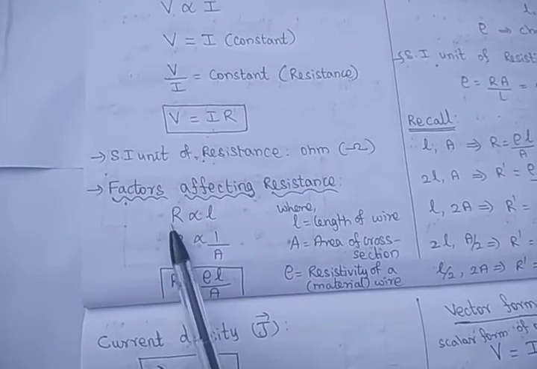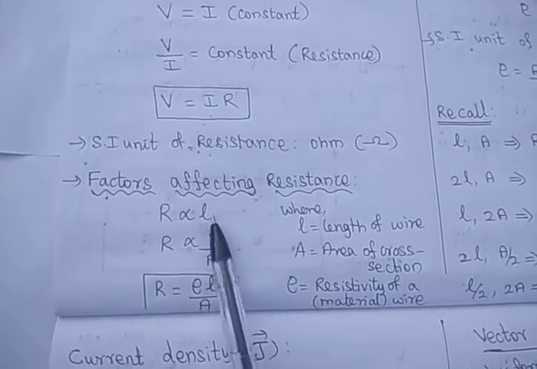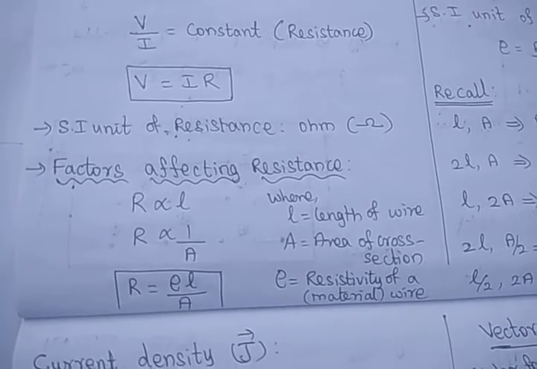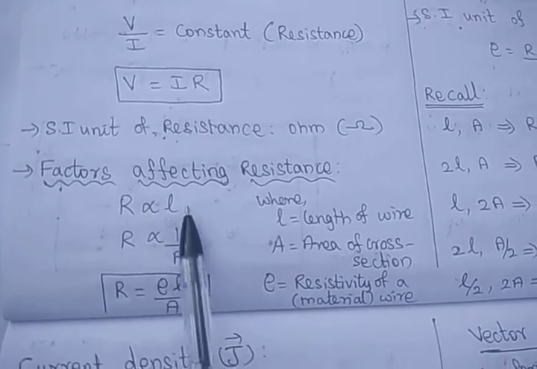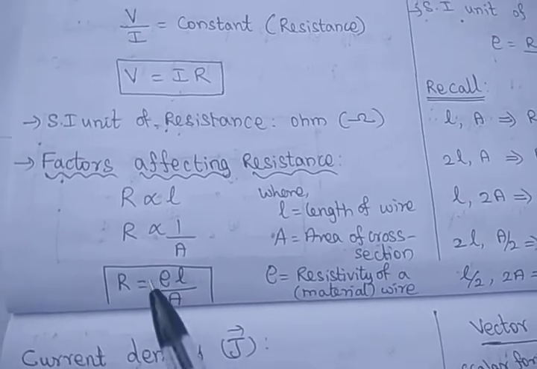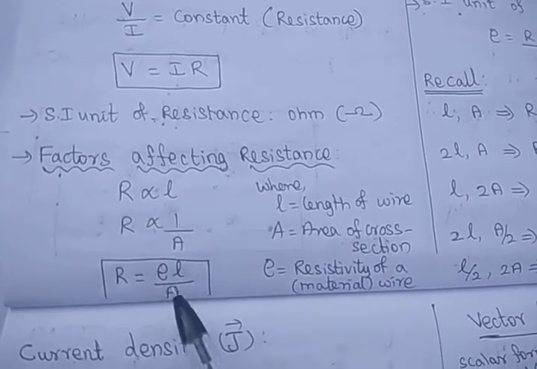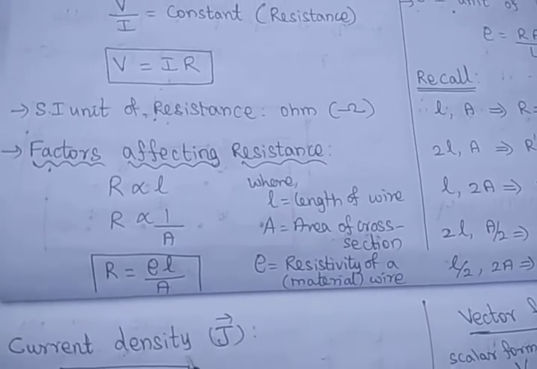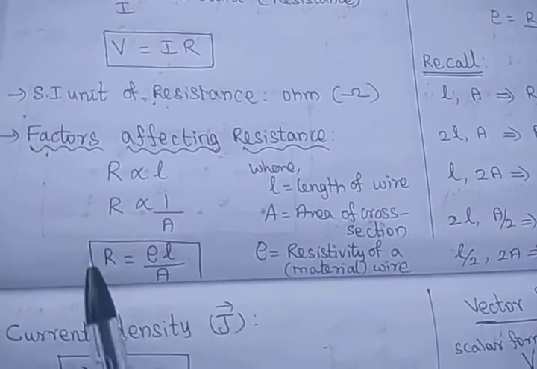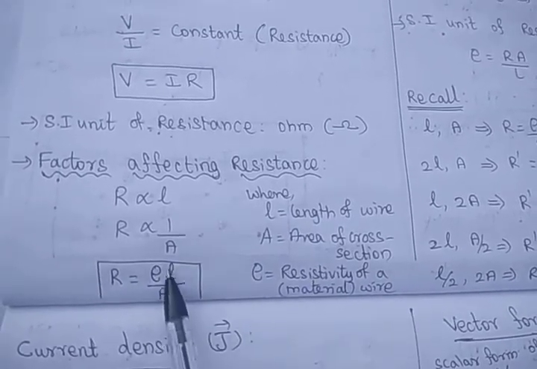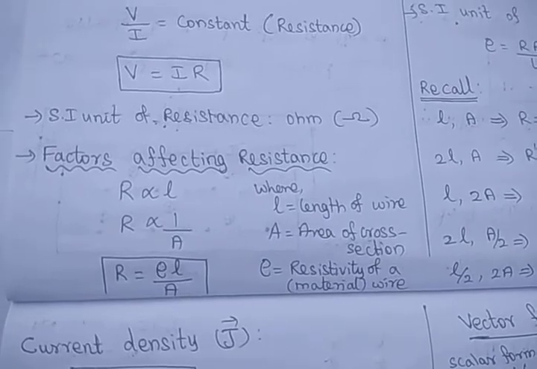So the resistance is directly proportional to the length of the wire and inversely proportional to the area of cross section. In order to remove the proportionality, we put a constant called the resistivity of a material. So R is equal to rho L by A. Rho is the resistivity, L is the length of the wire, A is the area of cross section.